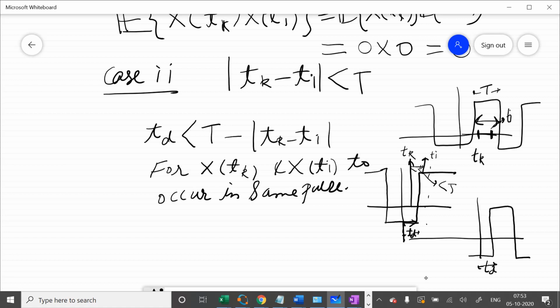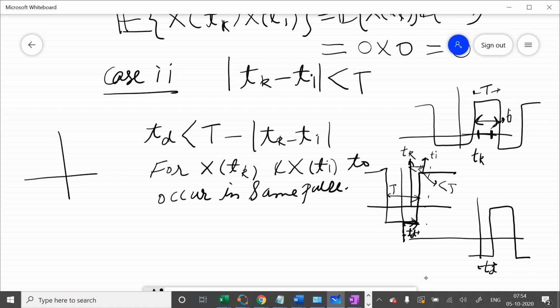you need that this TD should be less than this capital T minus the difference between the two. Now if you look here, if TK and TI lie in different pulses, this condition will not be satisfied.